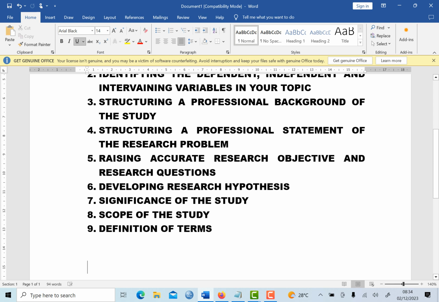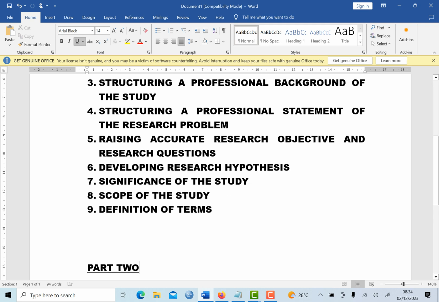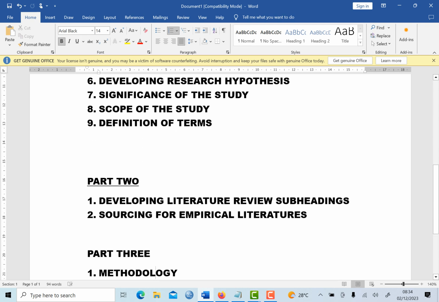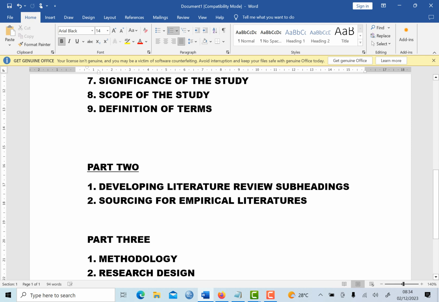Definition of terms are the terms that will be used in the work. You need to define them, and you need to identify those terms based on your research topic also. You understand? So the part two of this training, we are going to be talking about how to develop literature review subheadings.